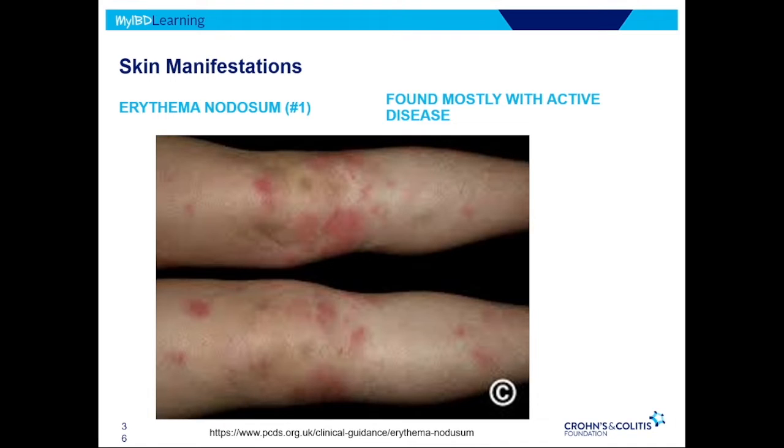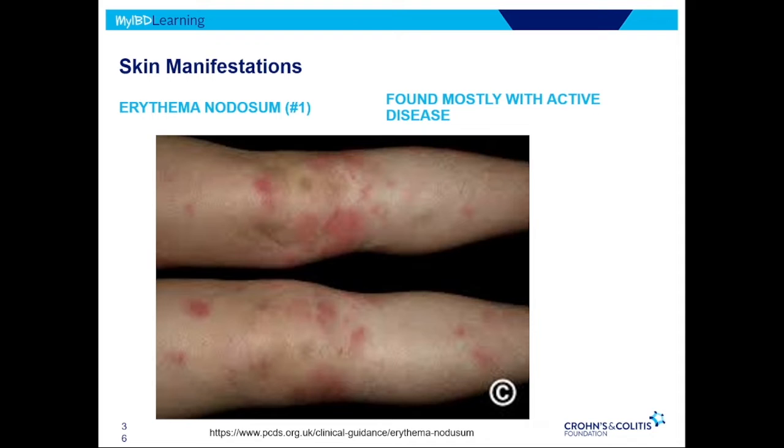So if we have a patient, say with ulcerative colitis, who presents with painful skin lesions that look like this, we'll start asking questions about their ulcerative colitis. Well, how many bowel movements are you having, blood, et cetera. This can be very manageable. The drugs that we use to treat inflammatory bowel disease will treat this as well.